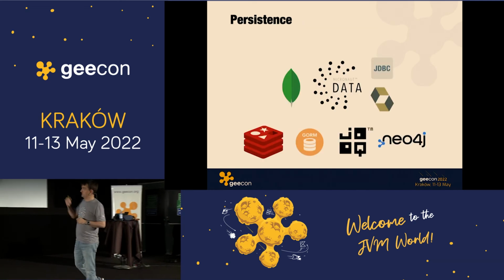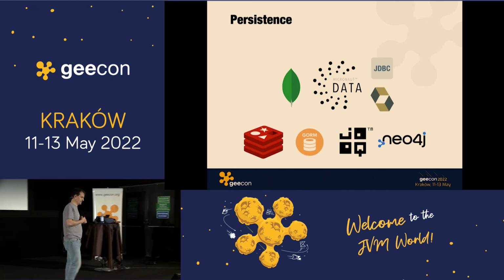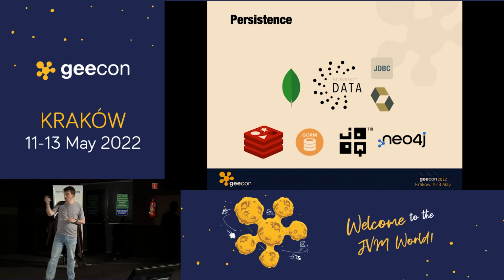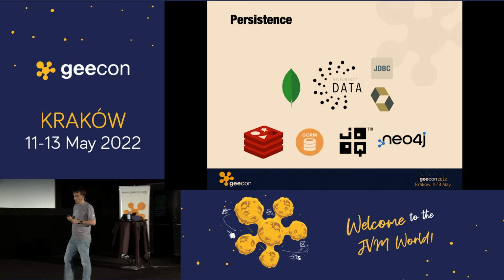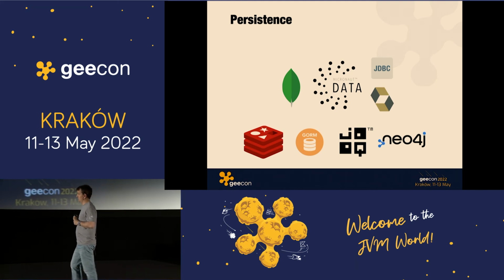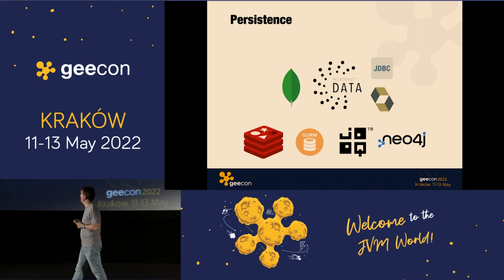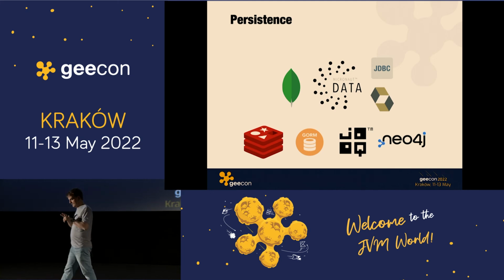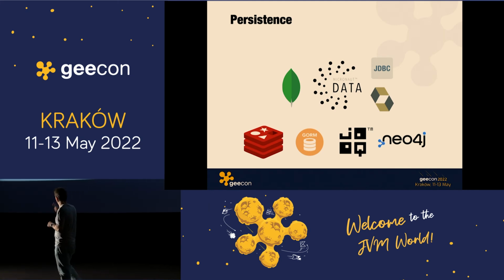We have a great persistence story. We have Micronaut Data, which is kind of our favorite child, but we have integration as well with Redis, GORM, Neo4j. We have another integration with jOOQ as well. You can use Micronaut Data. I showed you in the demo with Micronaut Data JDBC. You can use it with Hibernate, JPA, and with MongoDB as well.